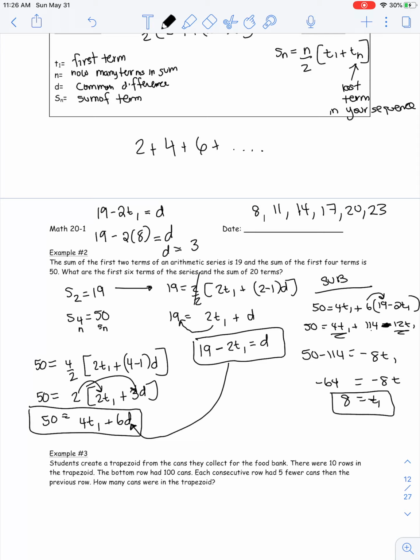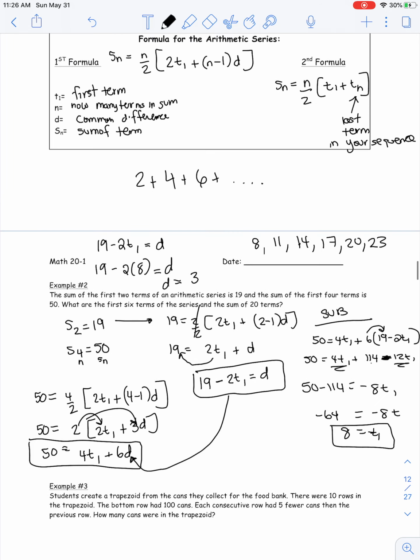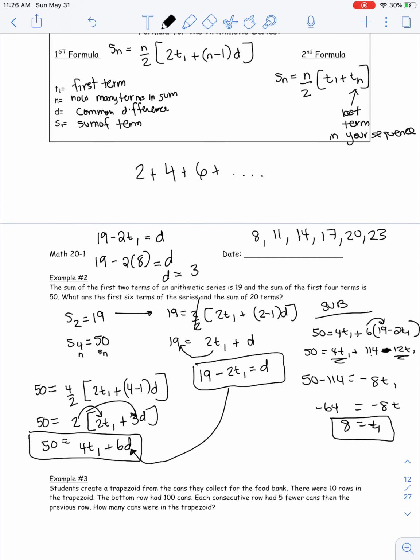They also want us to find the sum of 20 terms. We need to use the first equation because we don't know the last term of the sequence. We don't know what the answer for the 20th term is, so it's better to use the Sn equation where we're trying to find the sum of 20 terms.